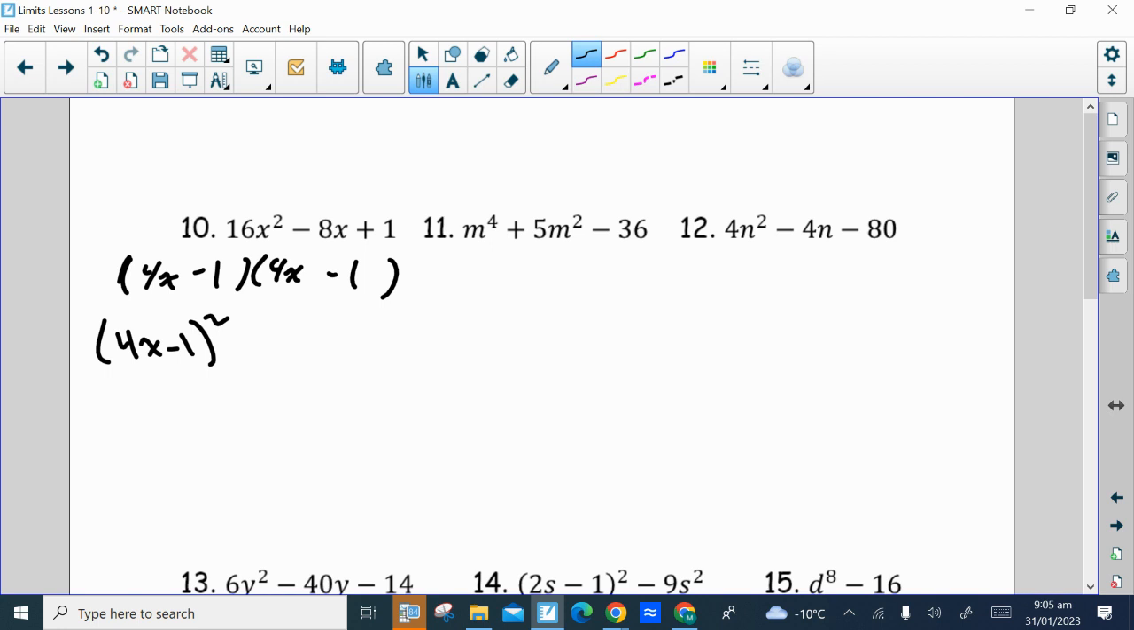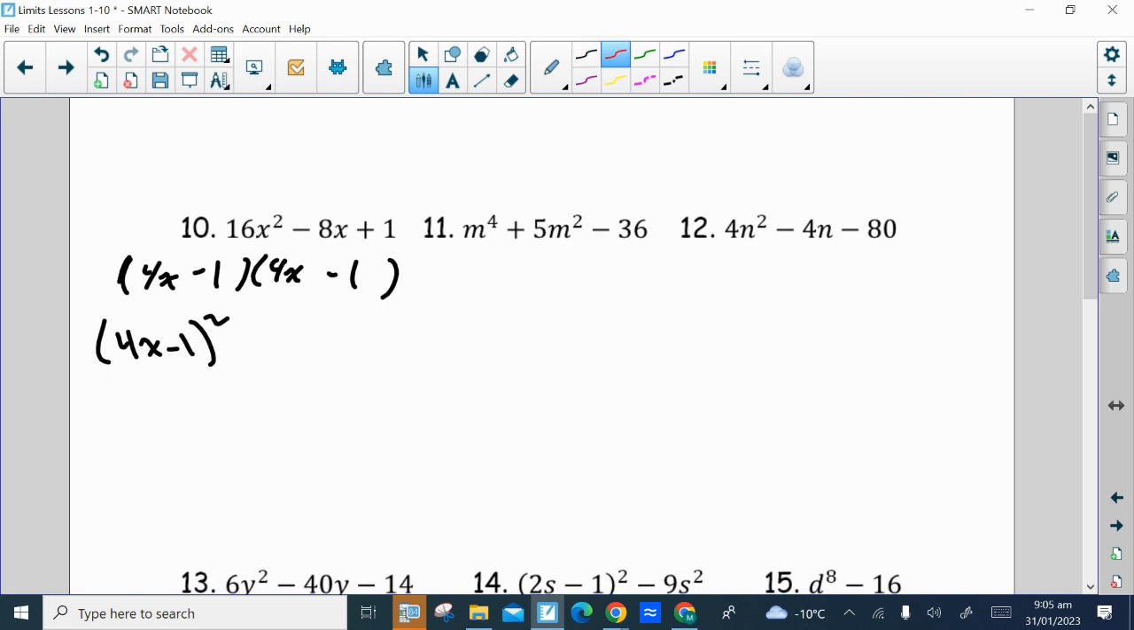Yes, it's 4x minus 1. You can't take the square root of the original expression, but the factored expression is 4x minus 1 all squared. If you take the square root of that, you're just left with 4x minus 1. That's why they're called perfect square trinomials.